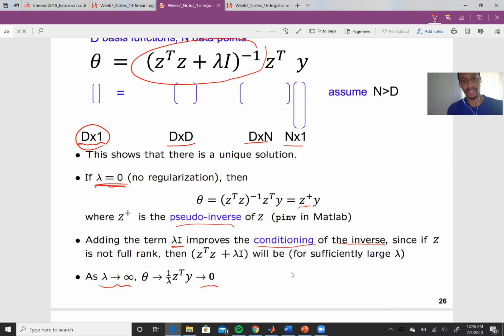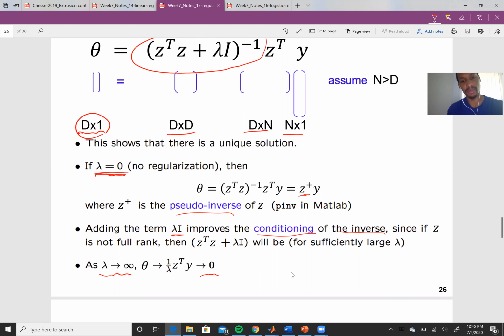since if Z is not full rank. Oh yeah, that's actually quite interesting. If Z transpose Z is not invertible, then adding this will actually make it invertible. So that improves how well conditioned the matrix is that you're going to be taking the inverse of. That's a nice thing here.